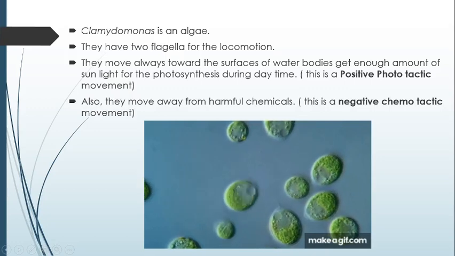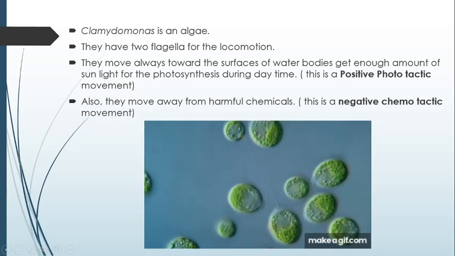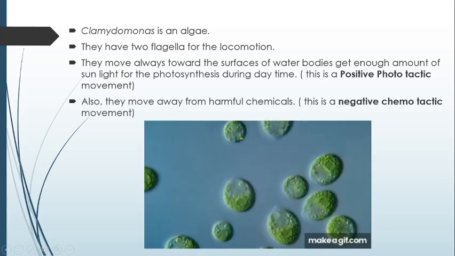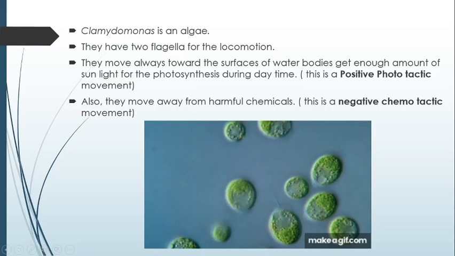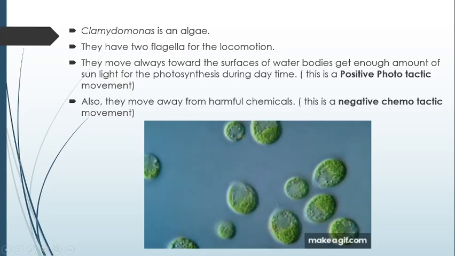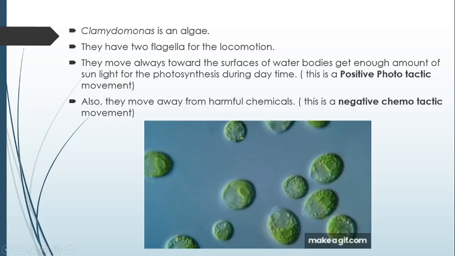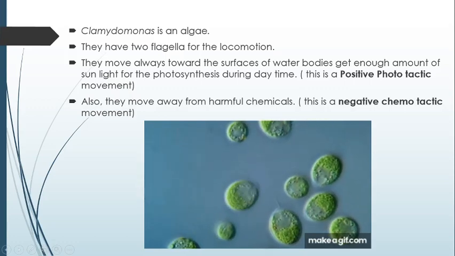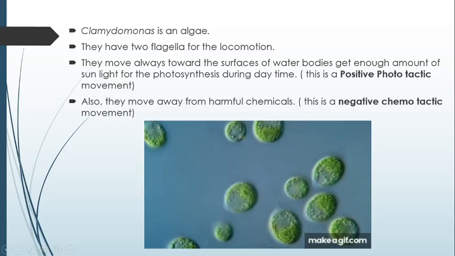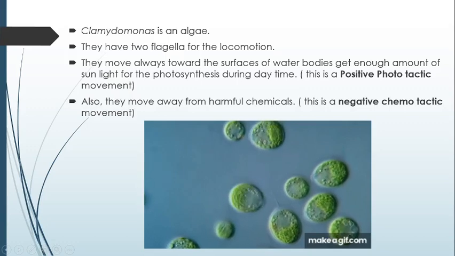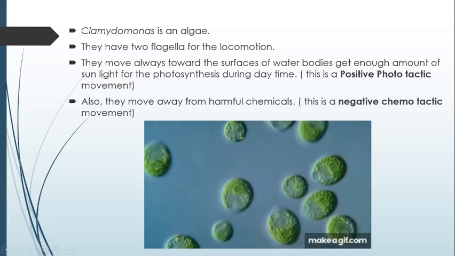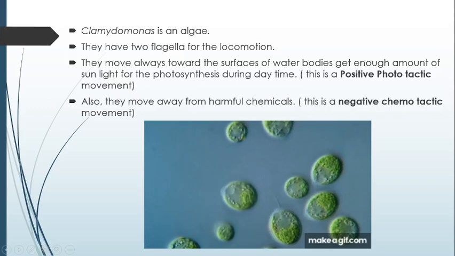So when the sunlight falls on the surface of water bodies, these Chlamydomonas always travel toward this sunlight to get enough light for their photosynthesis process during daytime. So they are always attracted toward the sunlight, so it is a positive phototactic movement.